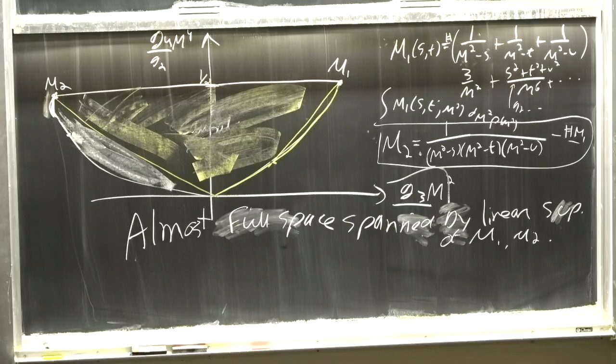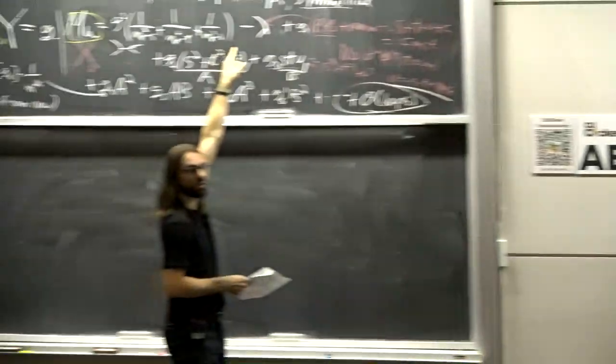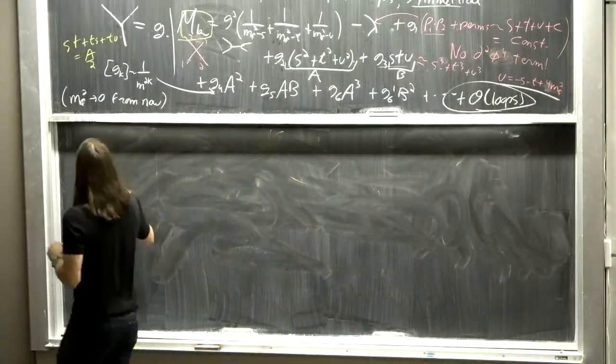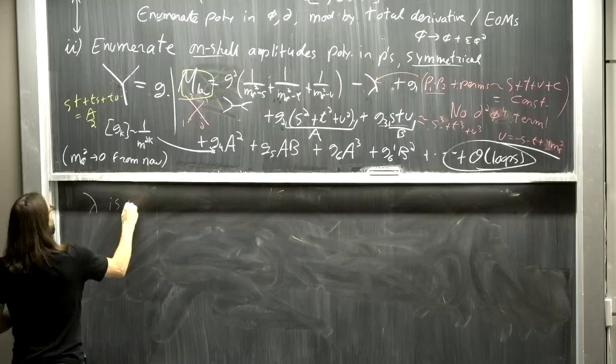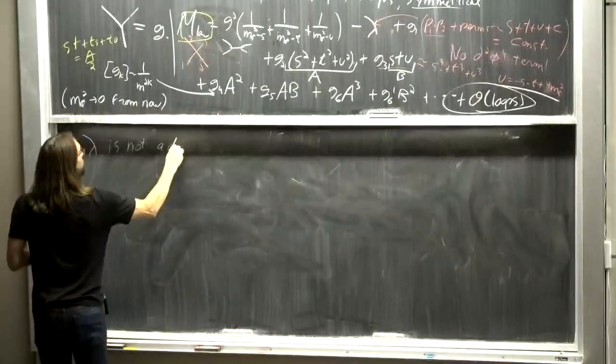So I want to step back, and one of the messages I would like to make is that notice that lambda, the phi-4 coupling, did not appear here. That's because this contour integral only picks the things that grow with energy. So the way we say this is that lambda is not dispersive. It's not a dispersive coupling.